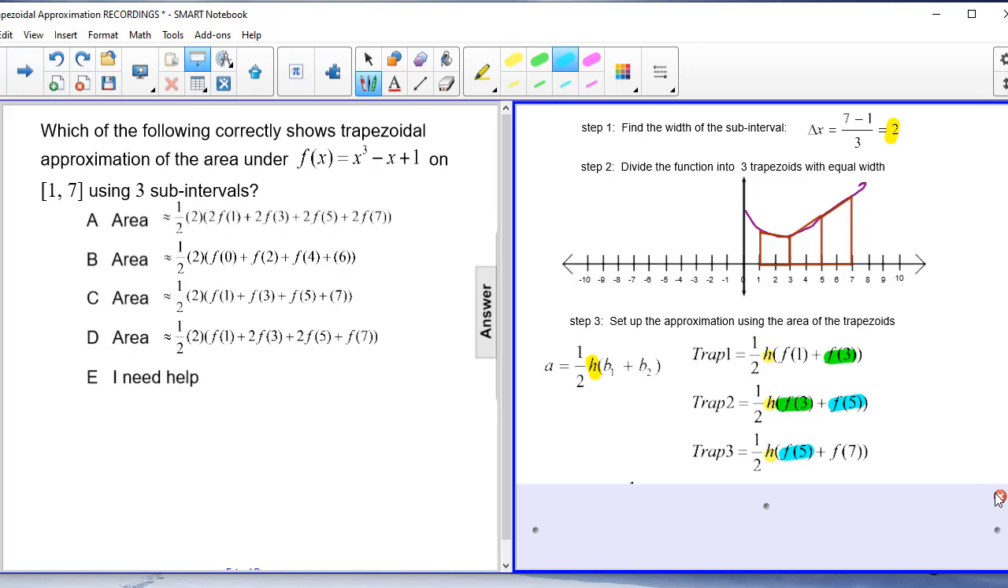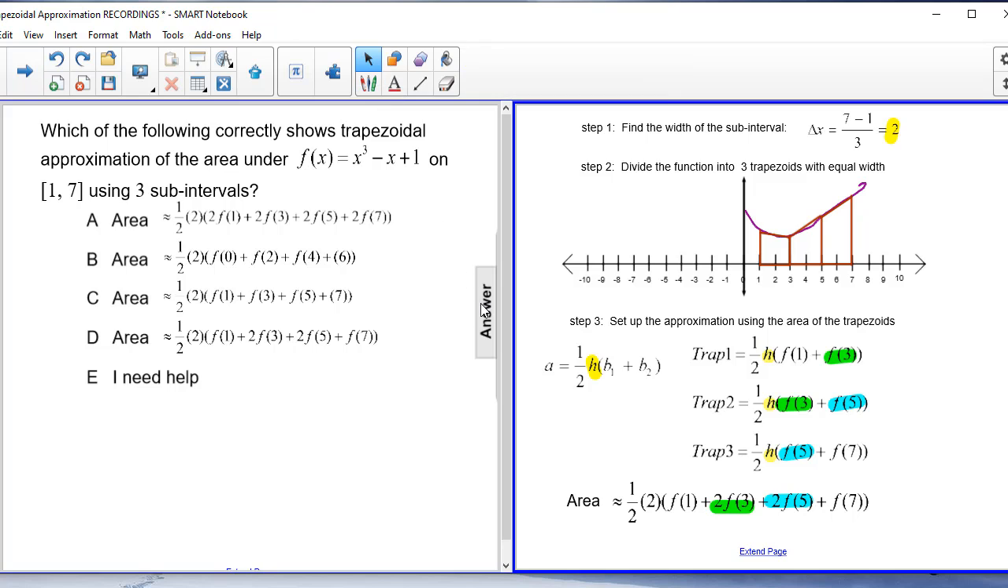So when we're setting up our sum, you'll notice there's our 1/2 of 2. 2 is our height, so we factored that out. We have f of 1 plus 2 times f of 3, because that occurs twice, once in trapezoid 1 and again in trapezoid 2. And then we have 2 times f of 5, because that also occurs twice. And then we add f of 7. So this is the setup that you would use to solve the approximation using the area of the trapezoids. The correct answer is going to be D.